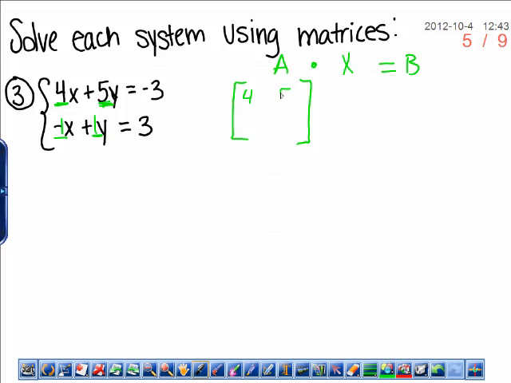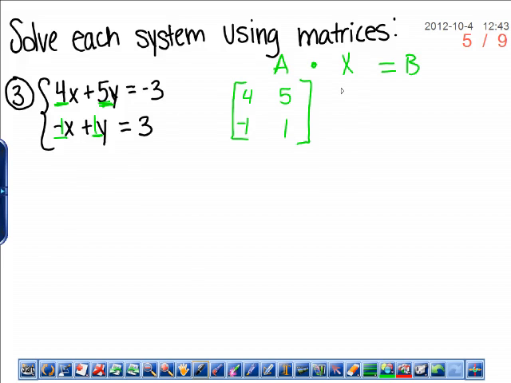In order to set up a matrix equation, your systems must be lined up in their columns: x, y equals constant. Or x, y, z equals constant. Or a, b, c, d equals constant. Whatever that case might be. So 4, 5, negative 1, and 1. Everyone see where I got these numbers?